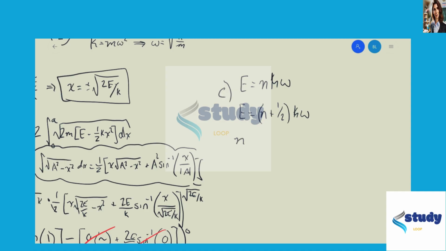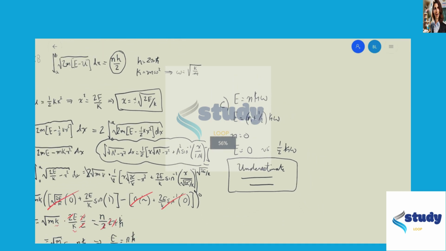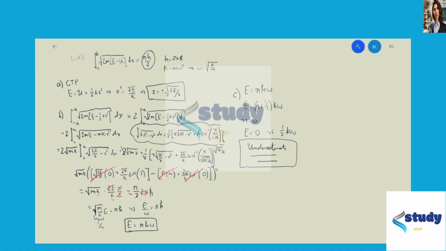so for the case n equals 0, telling us that our ground state is going to be 0, or 0 times h bar omega, which is just 0, versus what the book gives us, which would be 1/2 h bar omega. And 0 is less than 1/2 h bar omega, so our equation is going to give us an underestimate. And that is how to do this problem.